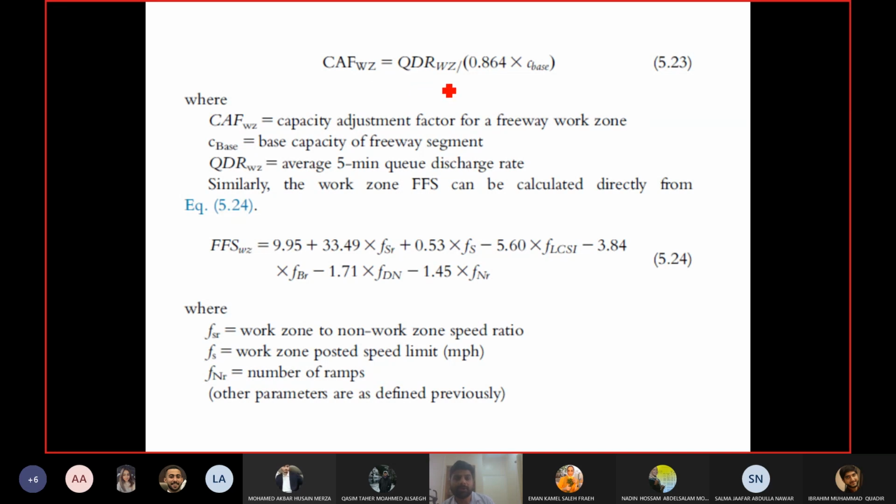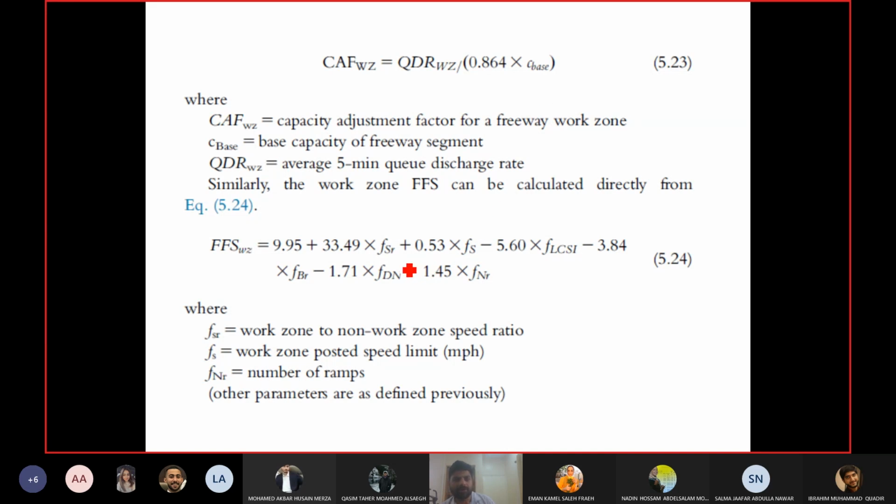So once you find out the QDR from the last equation, the Q discharge rate for the work zone, then you can find out the capacity adjustment factor using this equation. So QDR divided by 0.64 times the base capacity, the capacity which you already calculated.